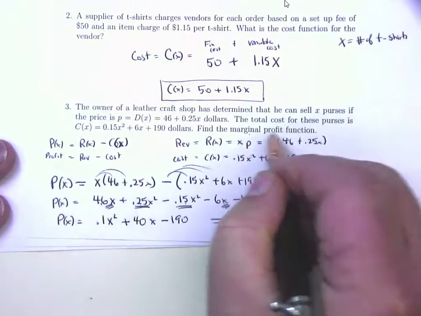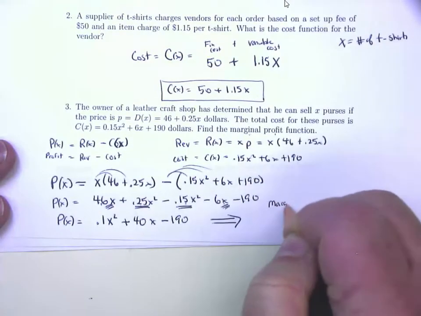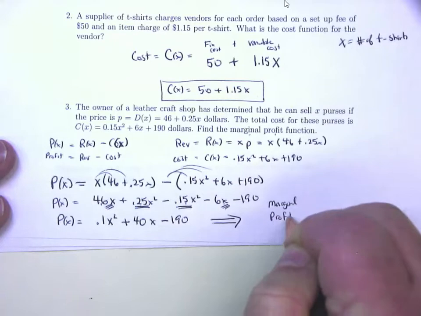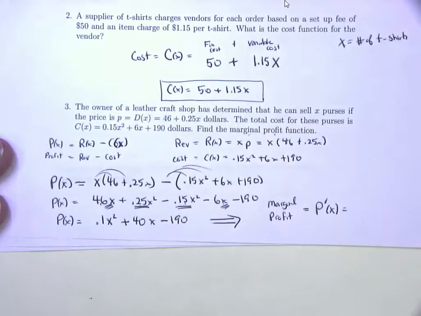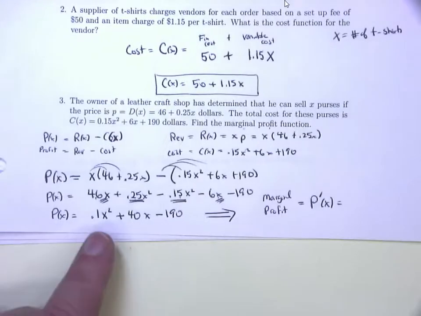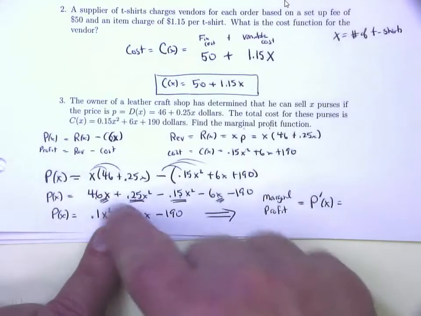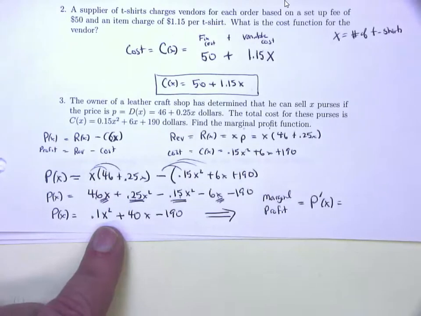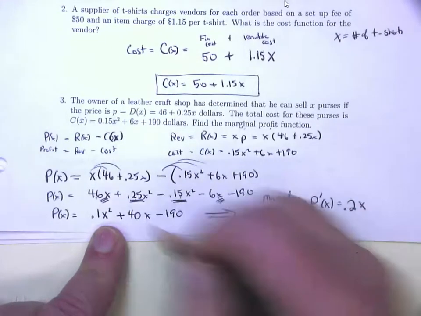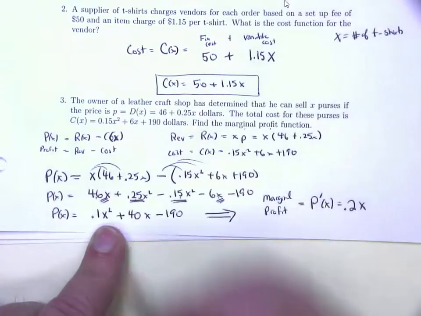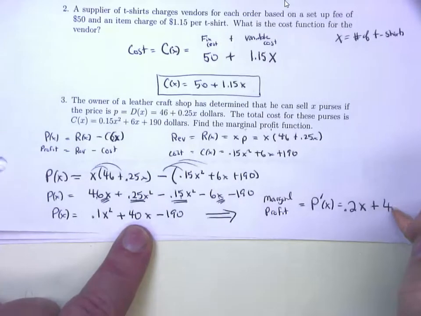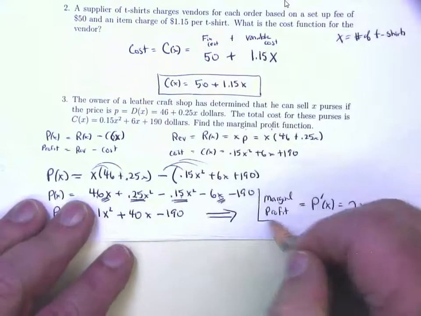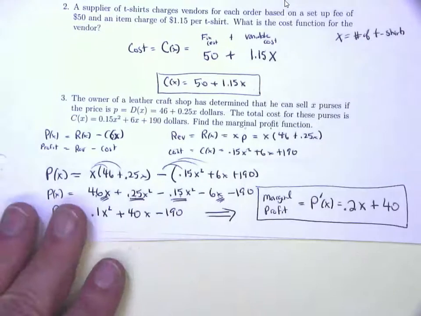But now, to answer their question, the word is marginal profit. So we're looking for this marginal profit. Just to get you the words here, marginal profit is big P prime of x. So take the derivative. What is the derivative of 0.1x squared? When you take the derivative of x squared, you bring down the 2, and 2 times 0.1 is 0.2x. Subtract 1 from the exponent of x squared and you get just x. Plus, the derivative of 40x is just 40. And the derivative of minus 190 is 0, so this is that marginal profit equation.